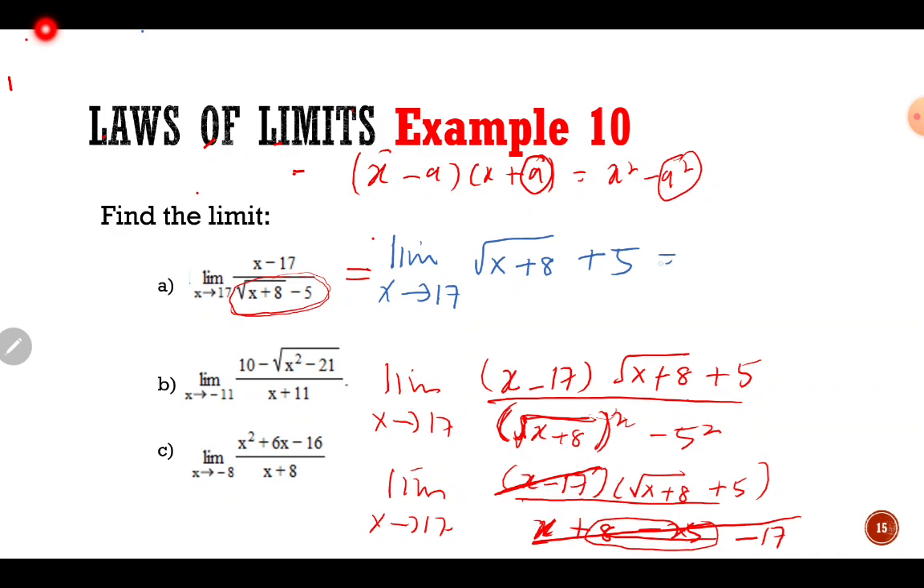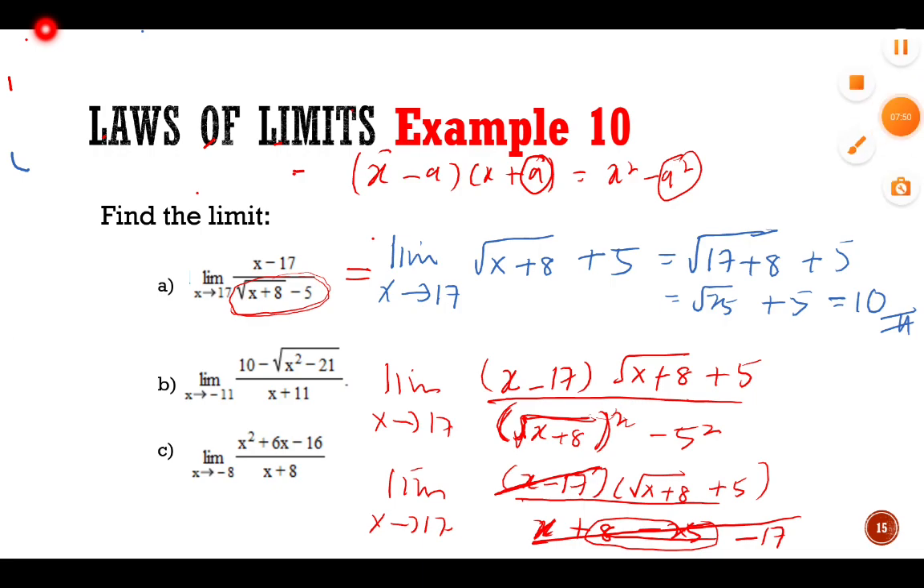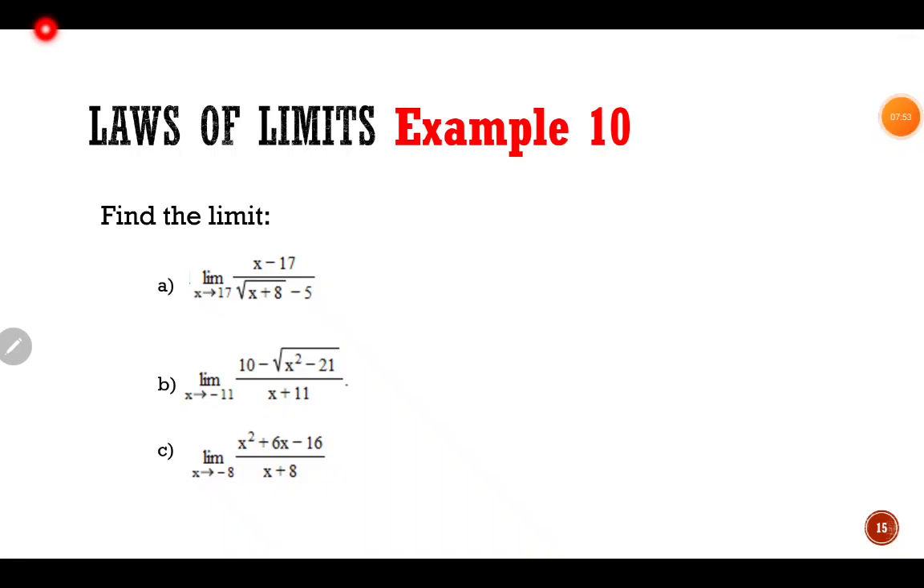So, boleh tak kita ganti terus? Sepatutnya tak ada masalah dah. 17 tambah 8 tambah 5. Square root 17 tambah 8 is square root 25 tambah 5. Square root 25 is 5. 5 tambah 5 is 10. So, inilah jawapan kita untuk example 10A. Okay? Okay, sekarang ni kita discuss B pula.